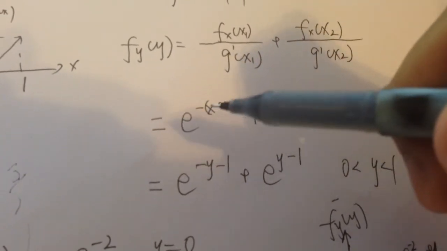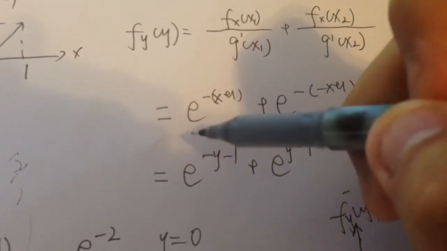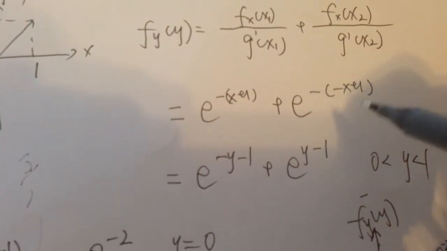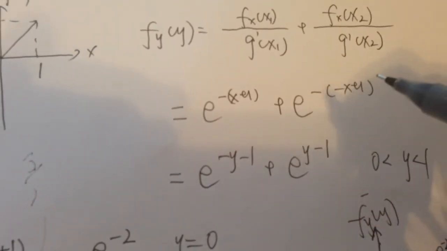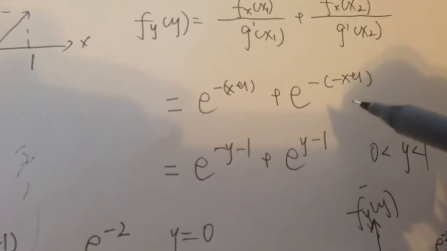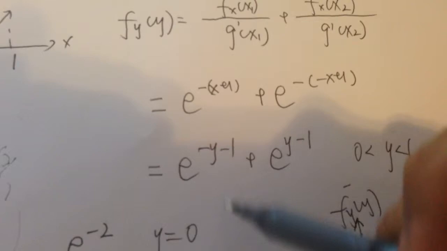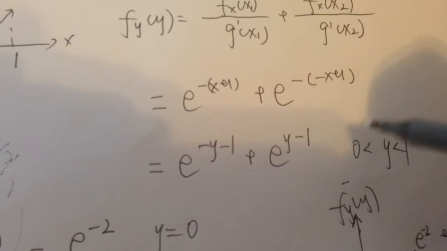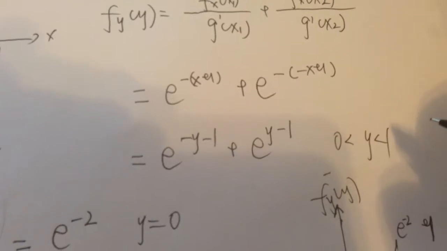so we can get the format of x is like this: e to the negative x plus 1 plus e to the negative x plus 1. And then we substitute x with y. We can get the format of y. So here little f(y) of y is like this: e to the negative y minus 1 plus e to the y minus 1. This is when y is between 0 and 1.